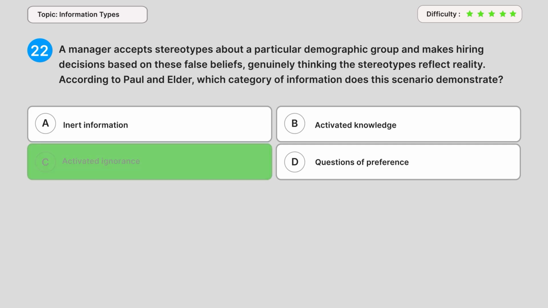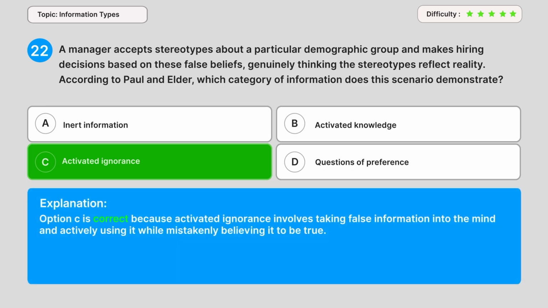Correct answer, C. Activated ignorance. Explanation. Option C is correct, because activated ignorance involves taking false information into the mind and actively using it, while mistakenly believing it to be true.